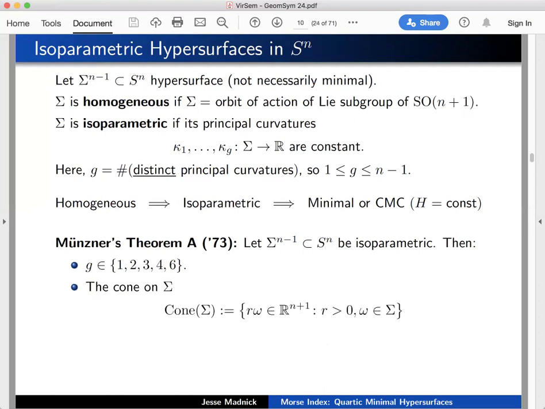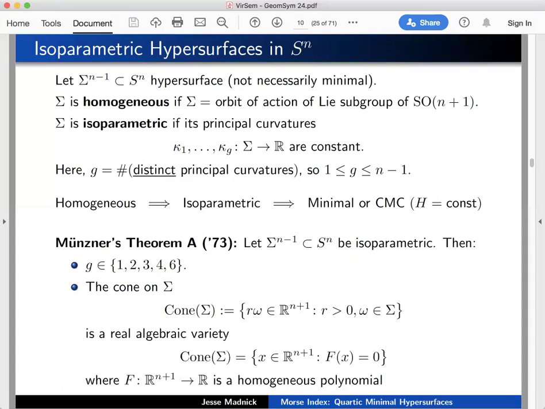This is the first in a series of striking miracles. The second is the cone on sigma. You take sigma and you shoot rays through sigma from the origin. The cone on sigma, it turns out, is a real algebraic variety. Keep in mind, we didn't assume homogeneity or anything. All we assumed was that the principal curvatures are constant. And it turns out that the cone on sigma is a real algebraic variety, the zero locus of some homogeneous polynomial. And what is the degree of that homogeneous polynomial? It's g, the number of distinct principal curvatures. So this polynomial has degree 1, 2, 3, 4, or 6.